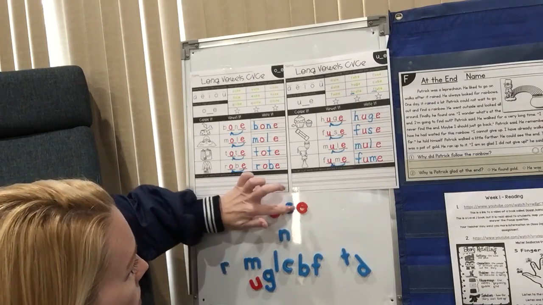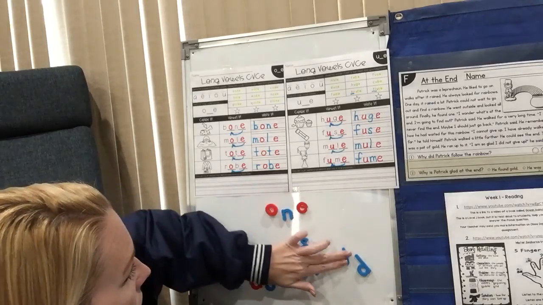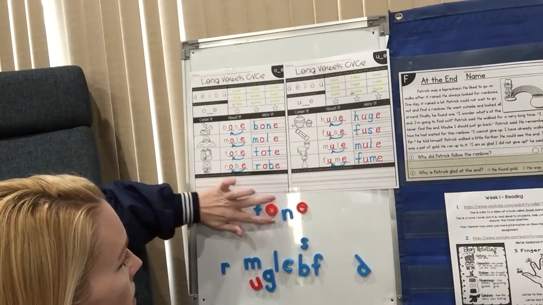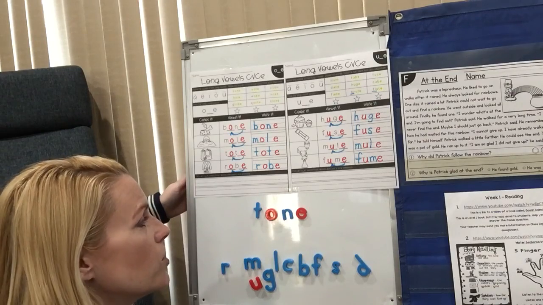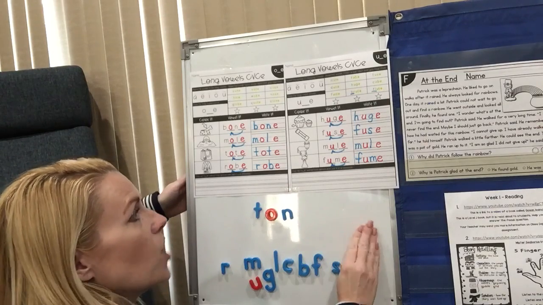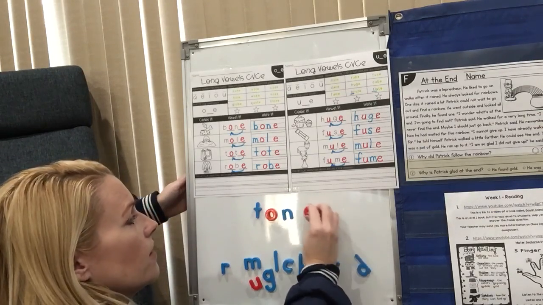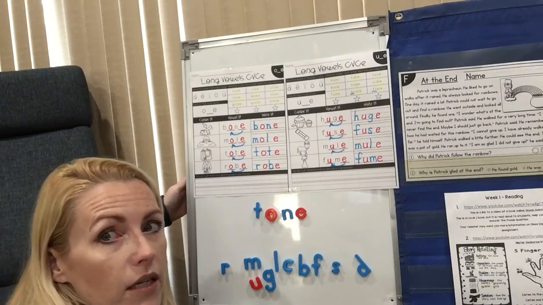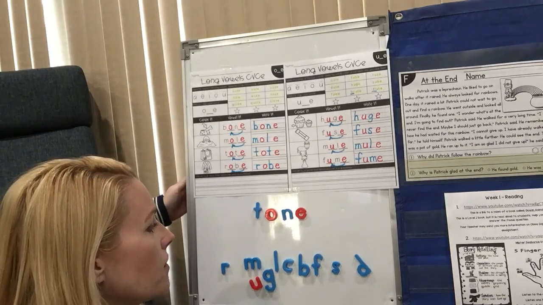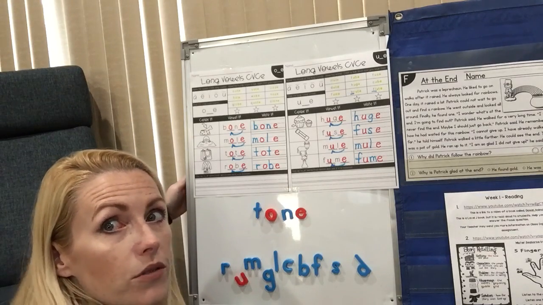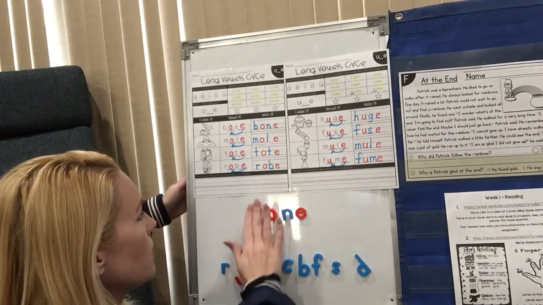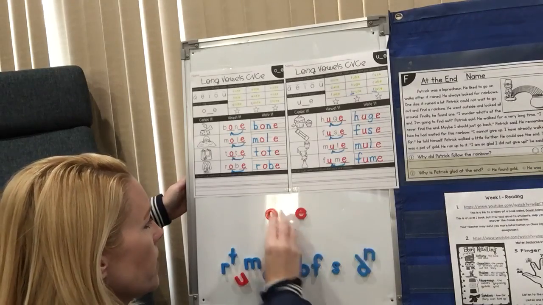I could take away the N and put the T and make the word own, tone. Now it says ton or tone. And tone is like the sound of something. Maybe you've heard a grown-up say to a student or a child, don't use that tone with me. And so I could take away the O.